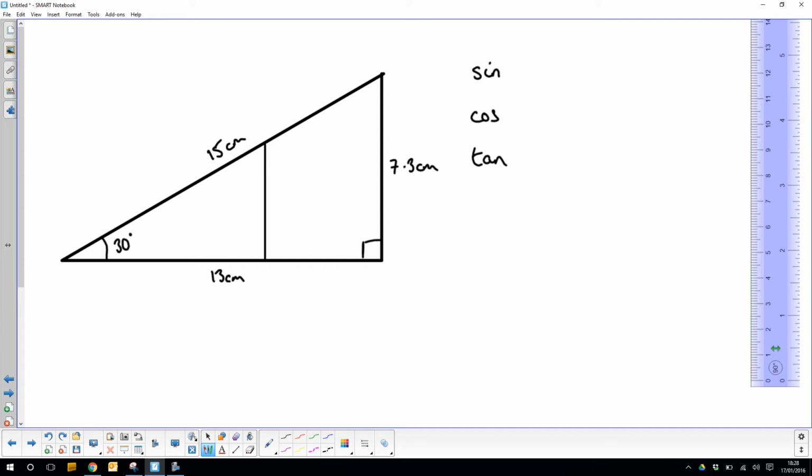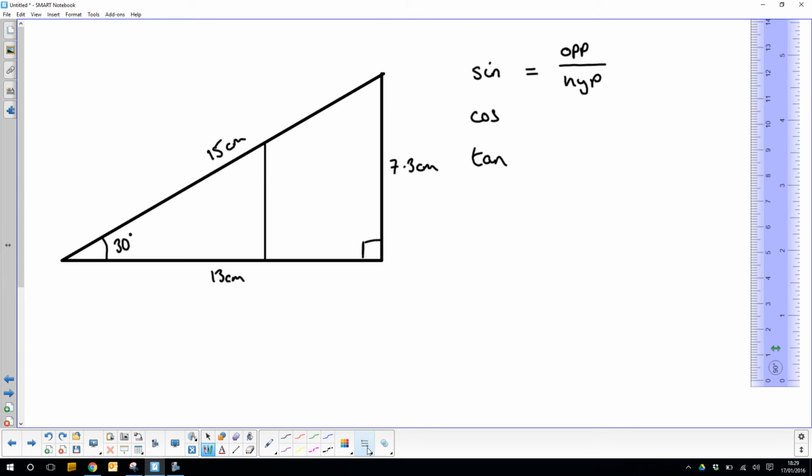First of all, sine. Sine is the ratio between the opposite and the hypotenuse. We'll talk more about that in a second, but if I just get a red pen, here's my angle. Sine, we just said, is the opposite and the hypotenuse. So that's what I mean by that. The 13 down here for the adjacent is not required. That is not involved if we're using sine.